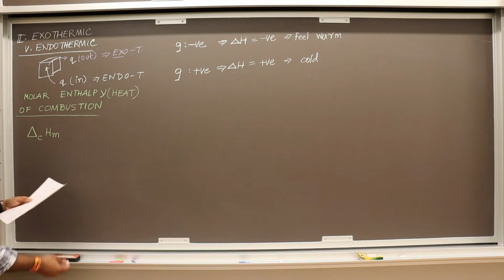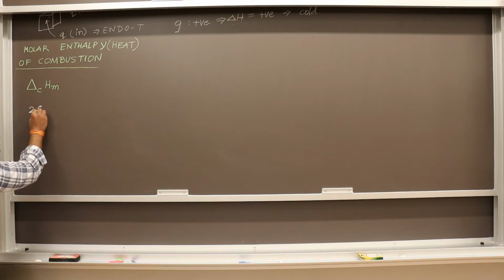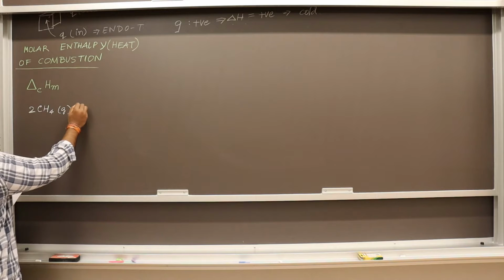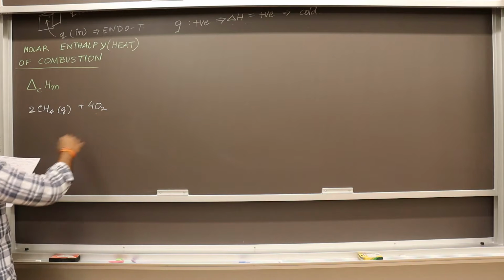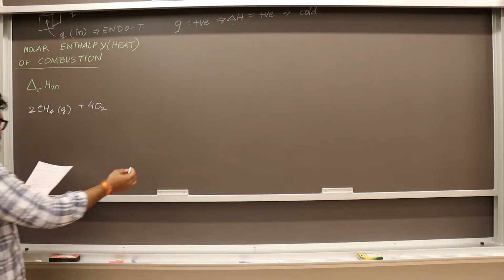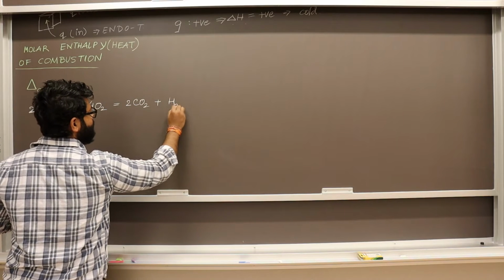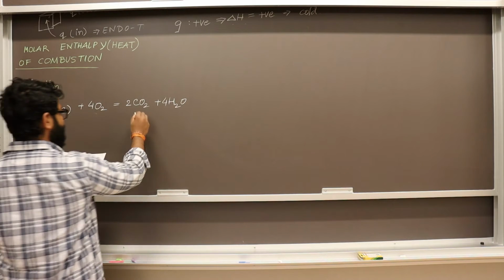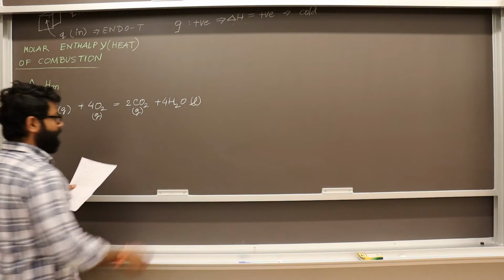Let's take an example of burning methane. Actually, people used to burn methane in the past. This being a gas, I'm representing it here. Reacting with oxygen is basically burning. If anything reacts in the presence of oxygen, that is basically burning. This will give you 2 CO2 plus 4 waters. And this is a gas, this is a gas, this is a liquid.